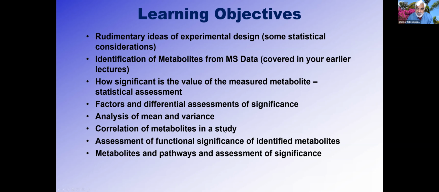We'll look at correlations. Most often, if you have measured 1,000 metabolites, you want to know how many of them are correlated in a given setting. And we'll address the question of how you look at correlations. We look at functional significance assessments of metabolites, and then I'll leave metabolites and pathways to the next lecture, which will be on systems biology approaches, and I'll briefly allude to it here at this point.